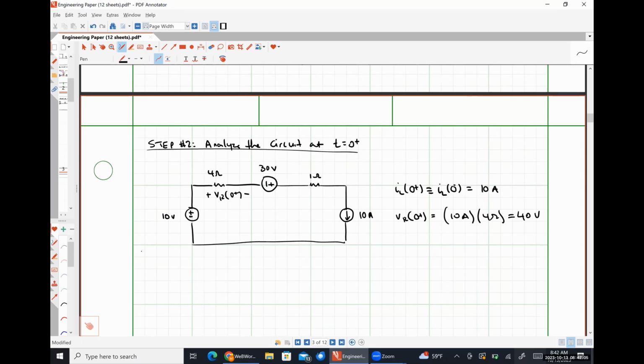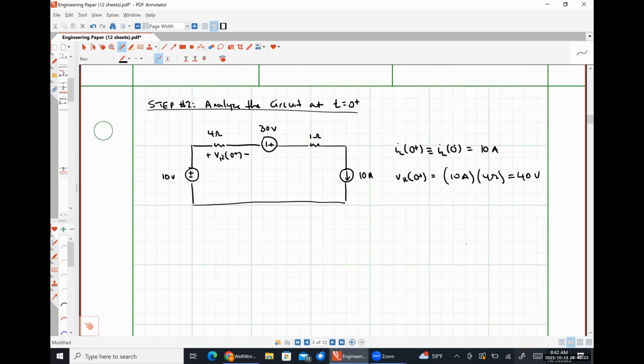Give me just a second to figure out why my laptop battery is about to die. This is plugged in. Okay. Switch over here somehow got turned off.